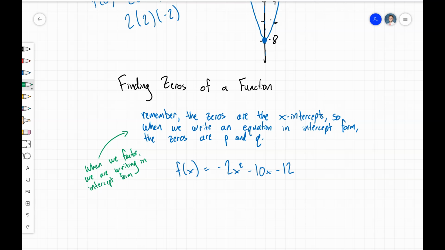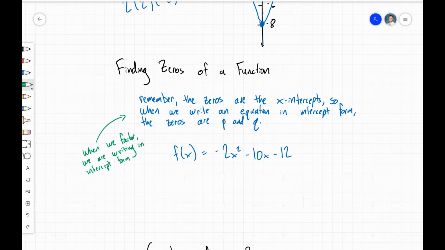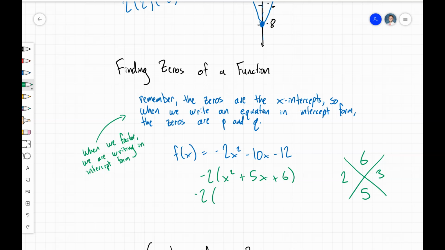We have f of x equals negative 2x squared minus 10x minus 12. So if we factor here, we can first factor out a negative 2. That will leave us with x squared plus 5x plus 6. And then we can factor x squared plus 5x plus 6. So again, we need numbers that multiply to 6 and add to 5. So now that's going to be 2 and 3. So that gives me negative 2 times x plus 2, x plus 3.